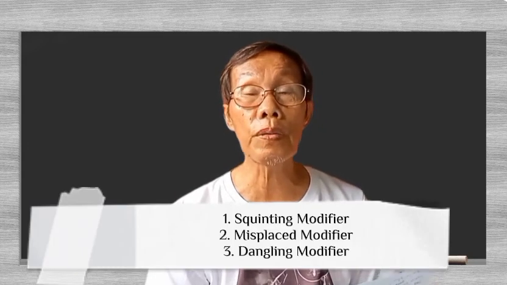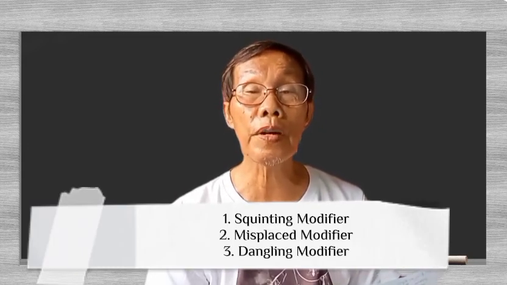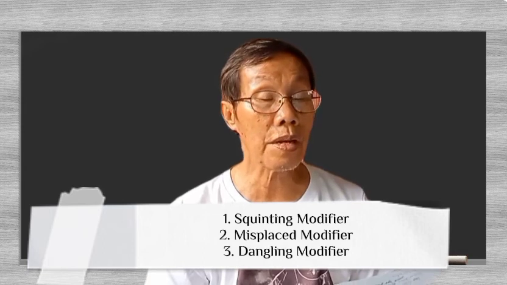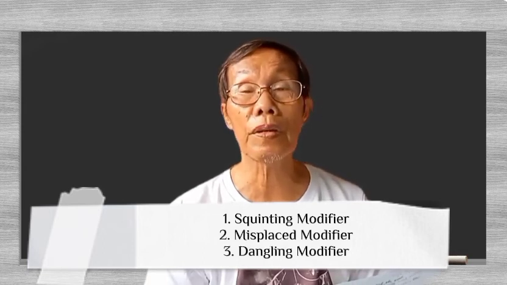So, to sum it up, ito yung mga dapat nating iwasan. Number 1, squinting modifiers. Number 2, misplaced modifiers. Number 3, dangling modifiers. Okay, now, let me test your understanding regarding the lesson. Gusto ko i-improve ninyo the following sentences. You can send your answer to the comments section.